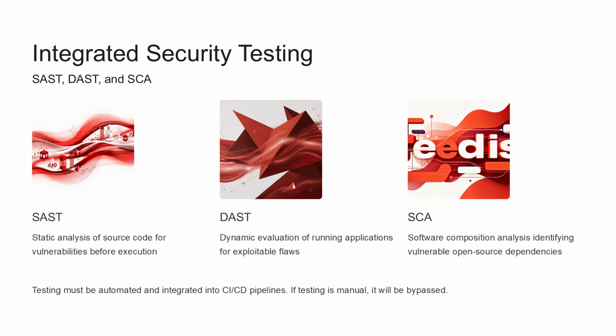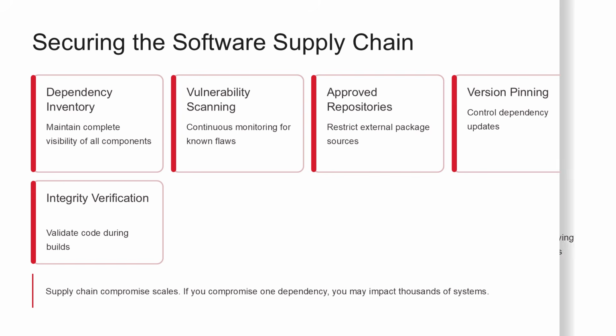As an architect, you must define when testing occurs, what severity thresholds block releases, how false positives are handled, how vulnerability remediation is tracked. Testing must not be optional, it must be integrated into CI/CD pipelines automatically. If testing is manual, it will be bypassed. If testing is automated and enforced, it becomes part of delivery culture.